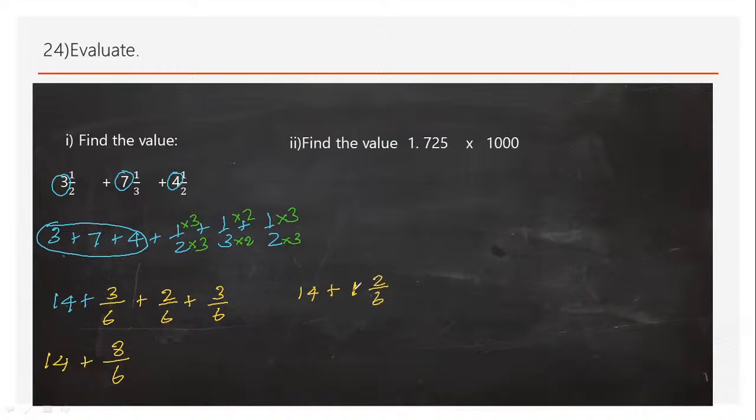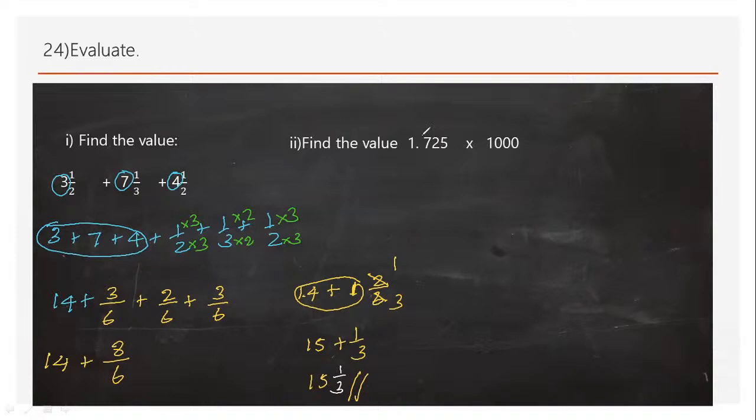Then you can add these two. This is a whole number, this is a whole number, these two add: 14 and 1 is 15, plus the fraction, simplify. How many 2's in 2? 1. How many 2's in 6? 3. So 1 over 3. Then the answer is 15 and 1/3. Even if you want to follow the other method, you can follow it, right? It will take time, so I am not going to explain it.